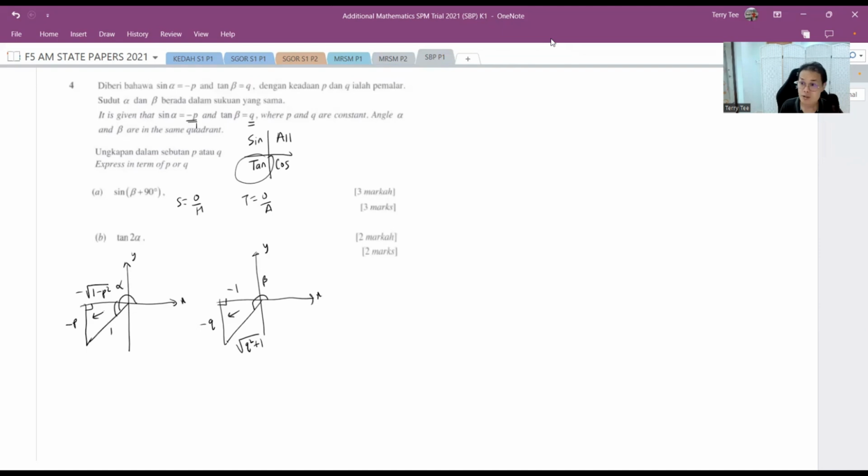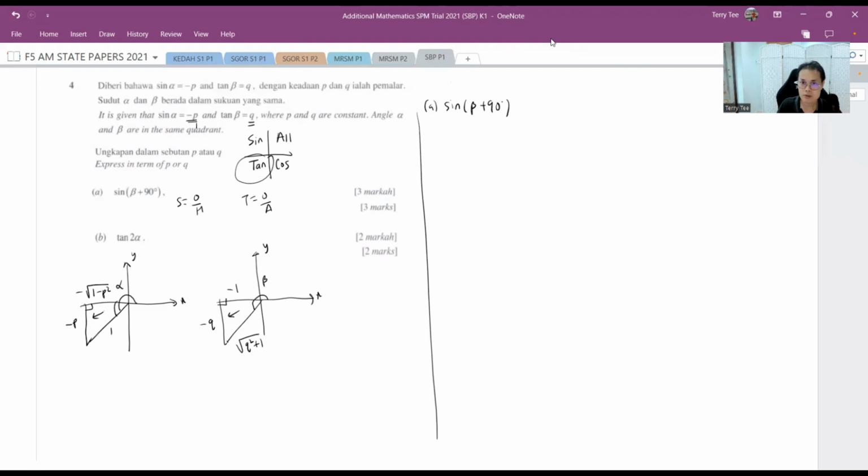The reason is plus because it's the longer side. We take negative q, we square it, we take negative 1, we square it, we put a square root over both positive, q squared plus 1. Okay, now that I've got these two triangles done, next, I want to find sine of beta plus 90.